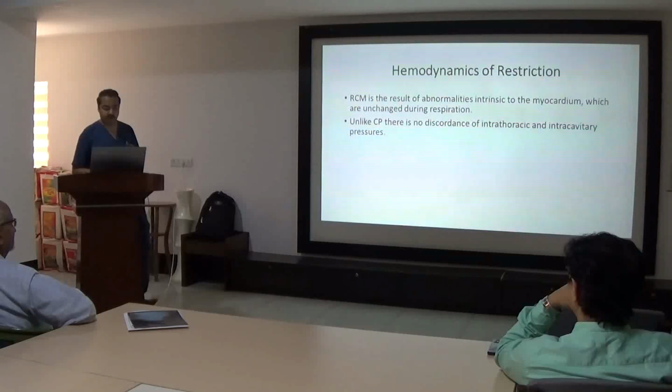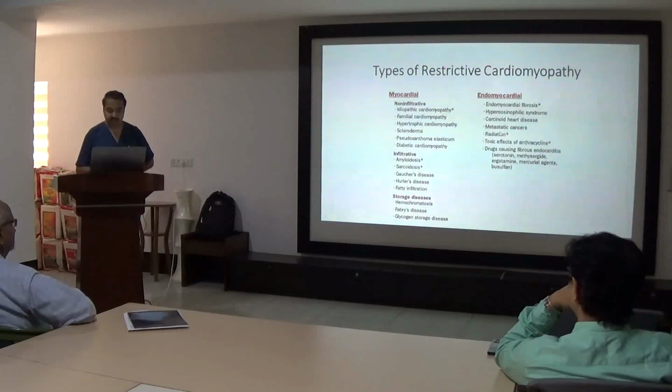The hemodynamics of restrictive cardiomyopathy is the result of abnormality intrinsic to the myocardium, which is unchanged during inspiration, because here the pericardium is not thickened, so all intrathoracic pressure will get transmitted directly to the cardiac chambers. And unlike constrictive pericarditis, there is no discordance between intrathoracic and intracardiac pressure changes.